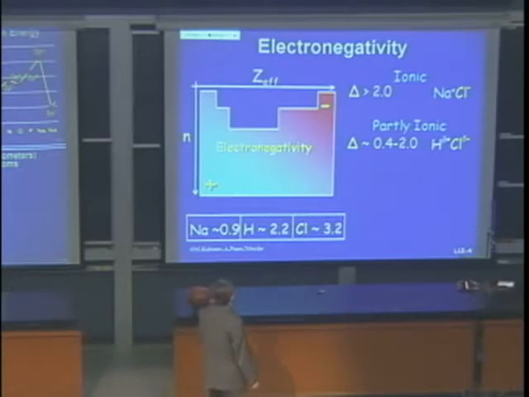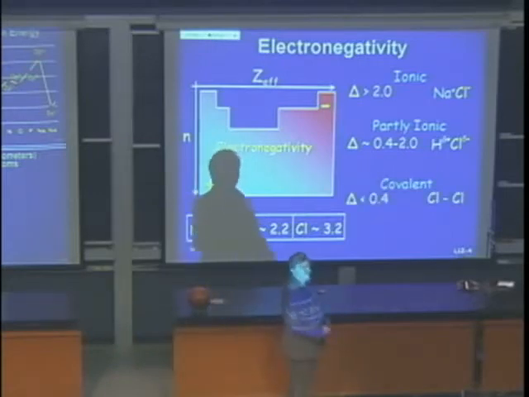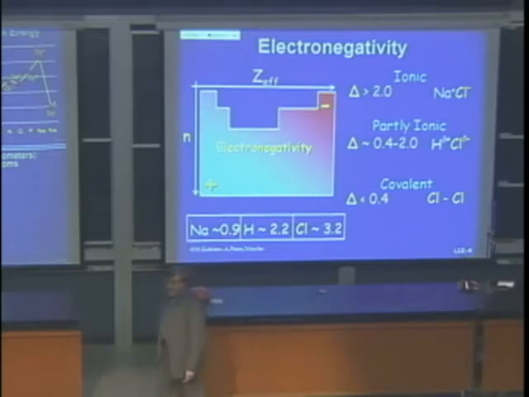So this would be partly ionic, and then you have covalent bonding. Covalent bonding is where they share electrons, more or less evenly. There's not a whole lot of polarization going on. Now let's look at chlorine. We have a Cl2 molecule, with a bond in between. So 3.2 minus 3.2 would be 0. Delta is smaller than 0.4, so this is the ideal covalent bond. There's no polarization at all. It's absolutely even sharing of the electrons.